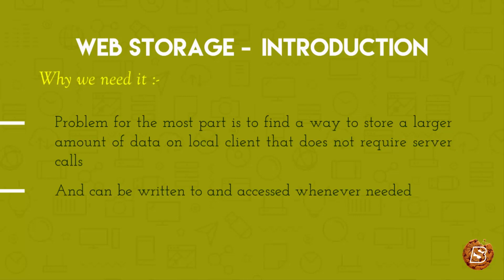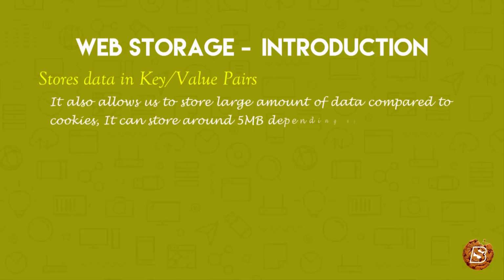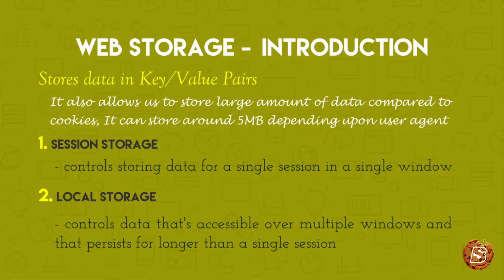So if we look at web storage, the data is still stored in key value pairs. The only difference over here, apart from these two types, is that the size of web storage compared to cookies is much larger, and it can be set to around 5 MB depending upon the user agent. If I talk about session storage, it controls storing data for a single session in a single window, and local storage controls data that's accessible over multiple windows and that persists for longer than a single session.